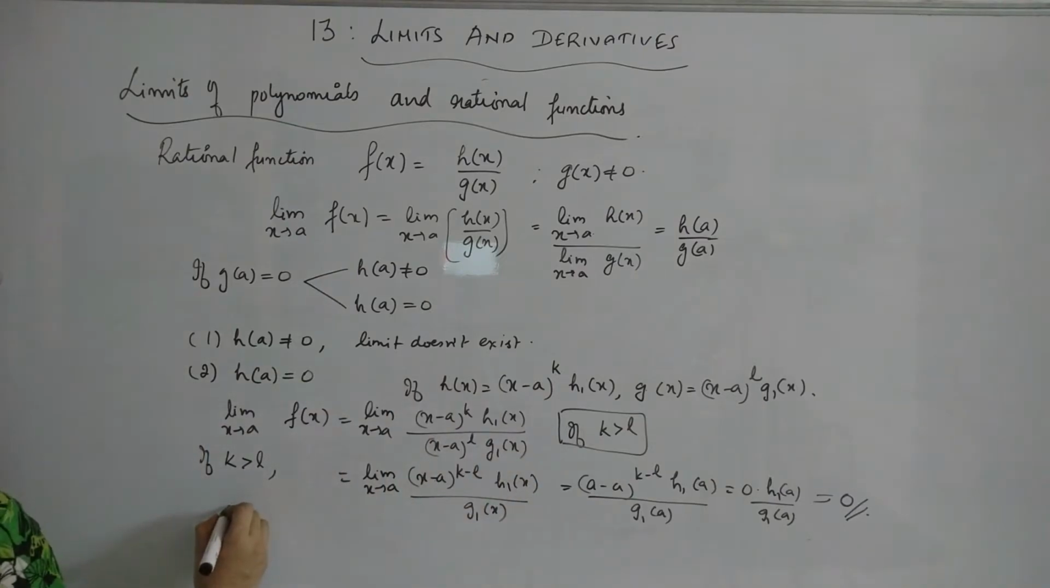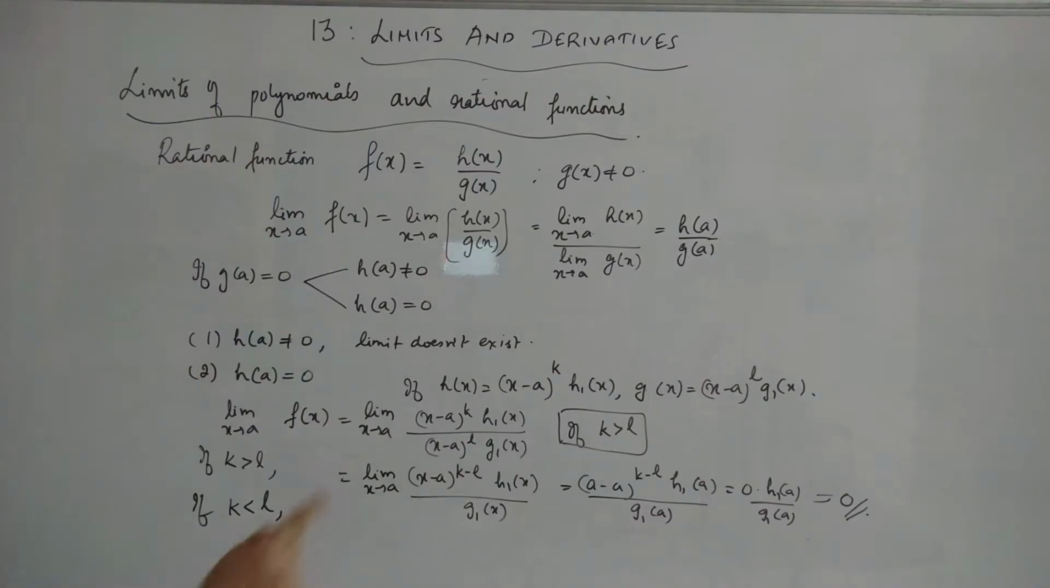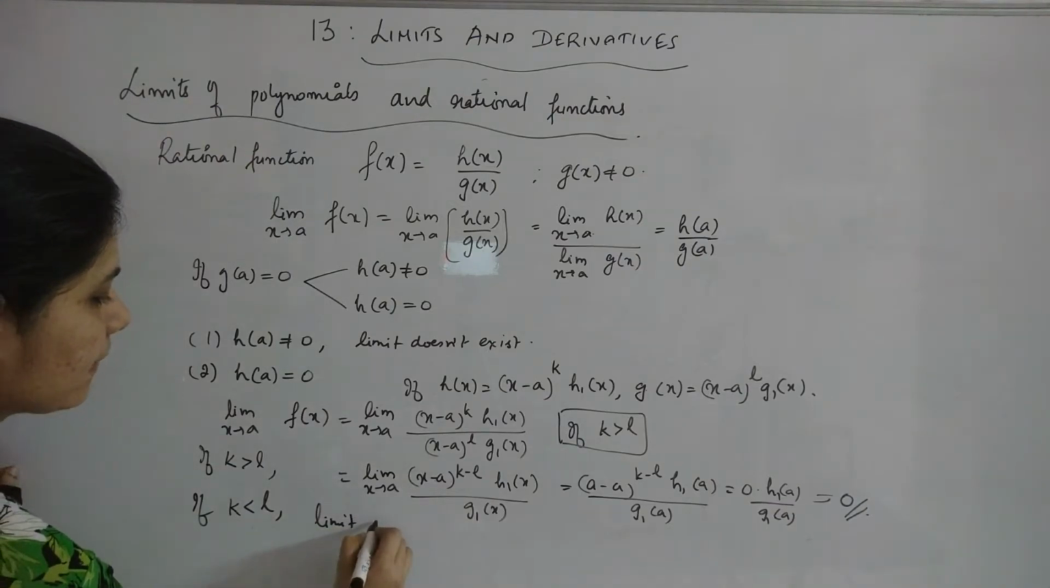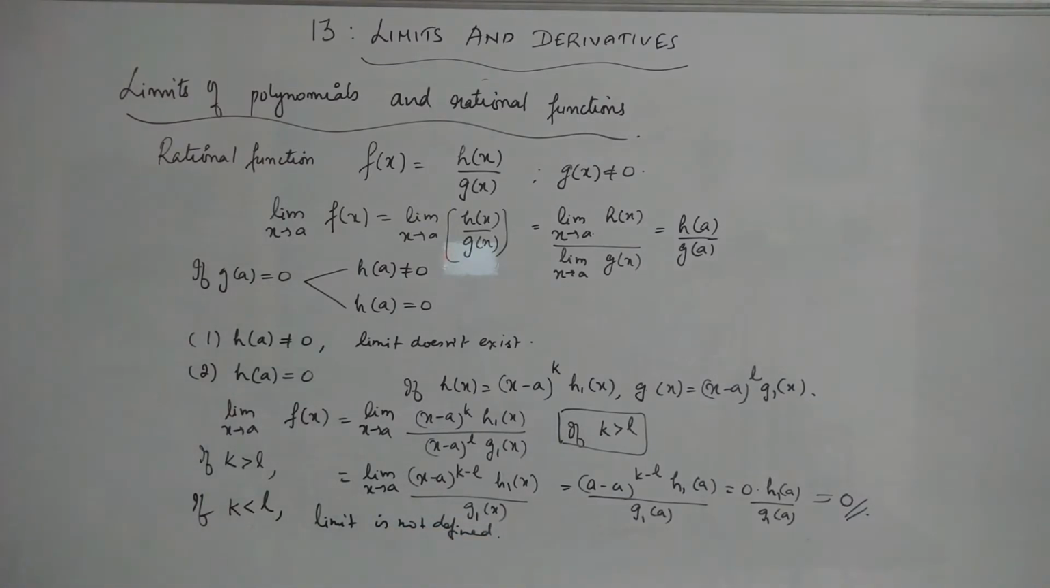Now if the other condition, that is k is less than l, then the limit is not defined, okay, because the denominator will contain the much bigger term, that is, the power will be higher in the denominator. That means after cancelling out the common part, you will get the denominator as (x minus a) raised to (l minus k). That means an x minus a term will be there in the denominator, so that when you replace the limit, you will get 0 in the denominator. That's why here the limit is not defined. Okay, clear? So this much is for the rational functions.